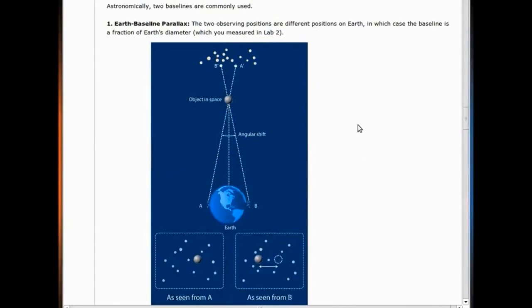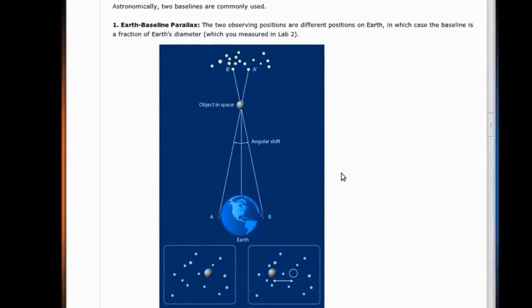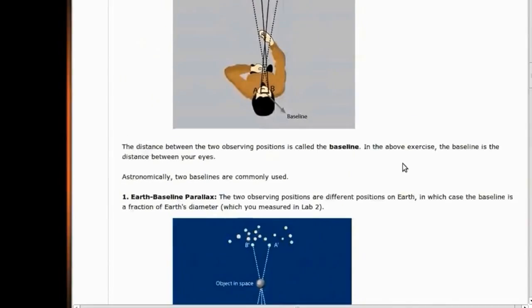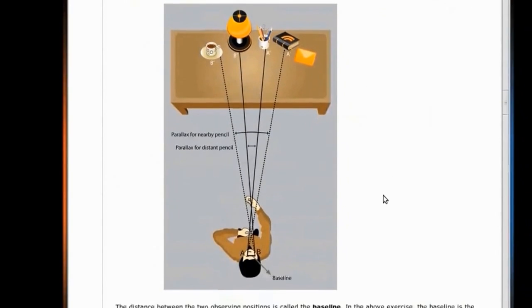As we'll find out in just a minute, the size of your baseline dictates how much the object is going to appear to shift. So the bigger the baseline, the larger the shift you will see. We'd like to be able to measure distances to very, very large objects, so we're going to need to measure relatively small angles, because the distance to the object also changes how much it appears to shift. And you can simulate this yourself.